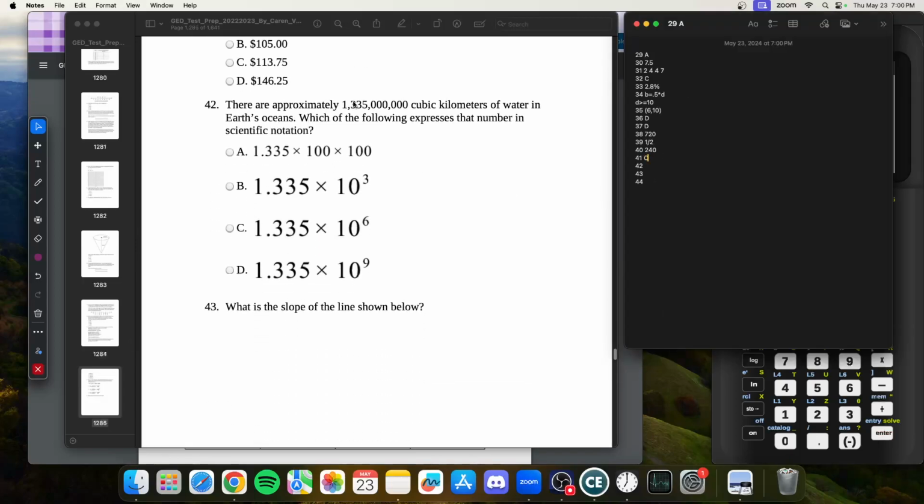Last one. There's approximately this many. 1, 2, 3, 4, 5, 6, 7, 8, 9, 10. 1, 2, 3, 4, 5, 6, 7, 8, 9. I think it's D.